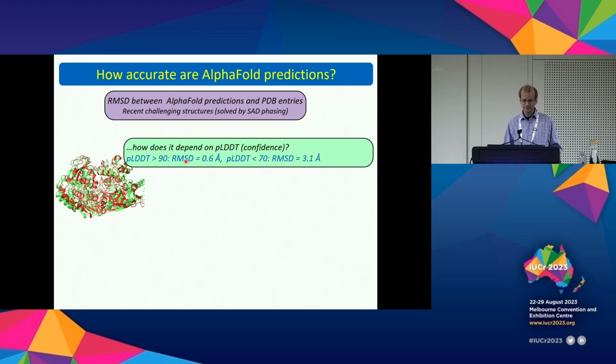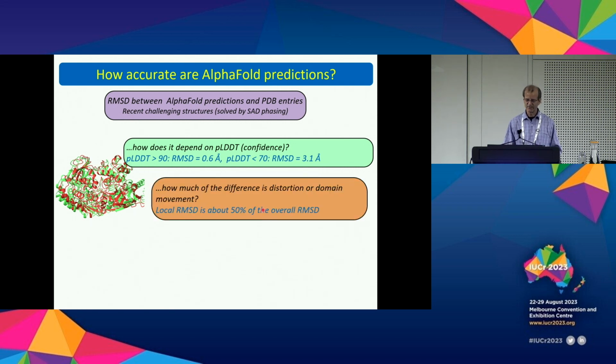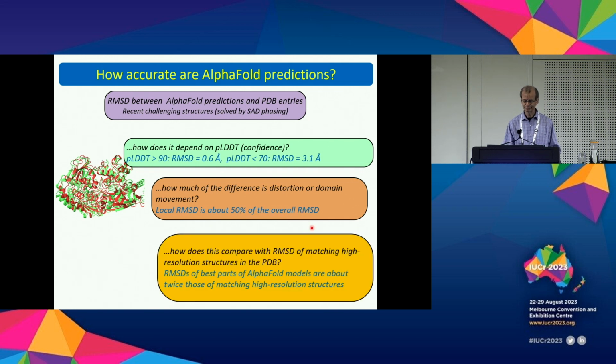So bottom line here, how does it depend on confidence? We just saw that. High confidence, RMSD half an angstrom. Low confidence, RMSD 3 angstroms. About half of the differences are local, half are global. And the best AlphaFold model predictions have about twice the errors of differences of pairs of matching high resolution structures in the PDB. That's it.